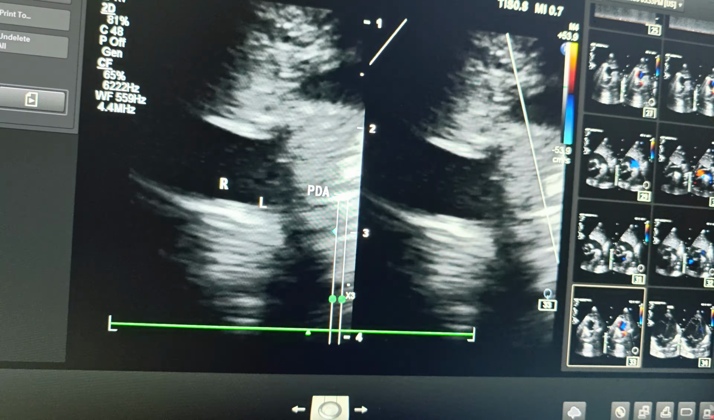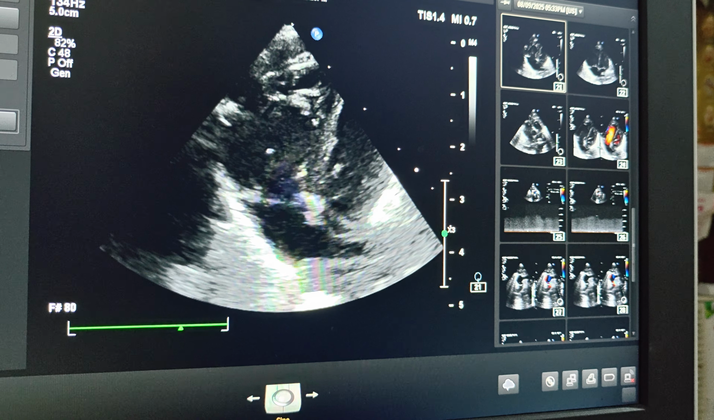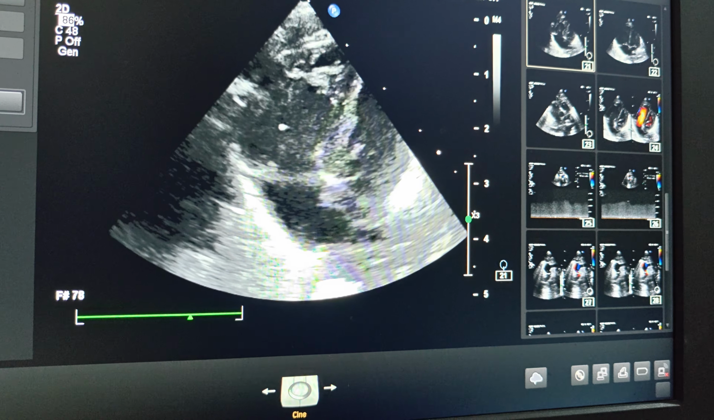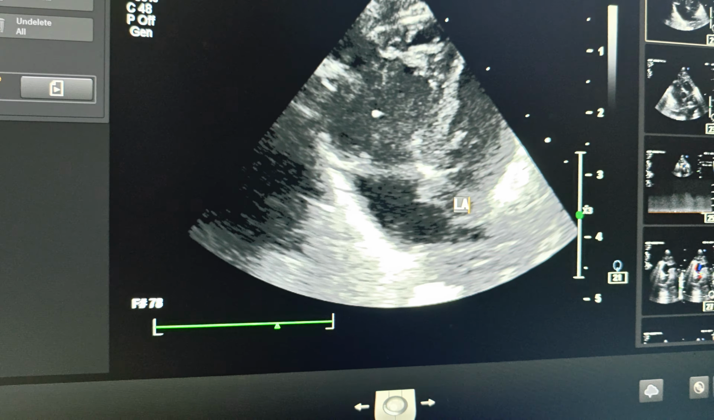4 chamber view, coronary sinus level. So whenever you find the left atrium is very small, see, the left atrium is very small. This portion is the left atrium. So very small left atrium. This is the PVC. So whenever you find a very small left atrium, try to suspect TAPVC, total anomalous pulmonary venous connection. This is the right ventricle, RV. This is the right atrium. This is the LV, left ventricle.